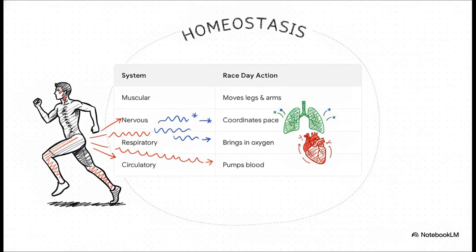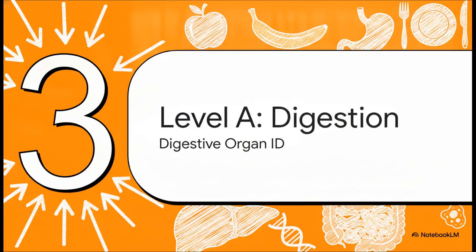Meanwhile, all that moving takes a massive amount of energy, so the respiratory system steps up, increasing breathing to pull fresh oxygen into the lungs. And to tie it all together, the circulatory system acts as this high-speed delivery highway, pumping that freshly oxygenated blood directly into those working muscles. All 4 of these systems have to interact continuously to maintain homeostasis, that perfect internal balance, and keep our runner moving. Section 3, Level A, Digestive Organ ID.